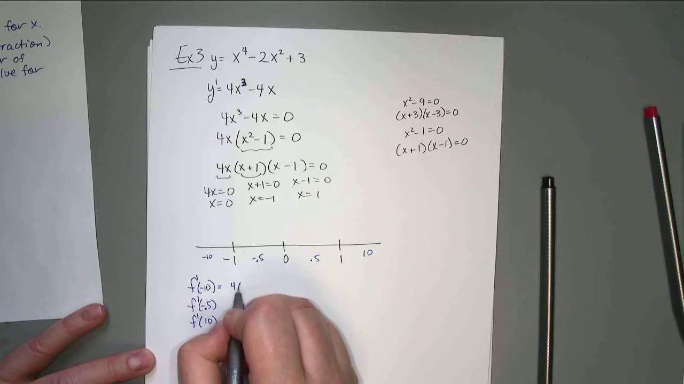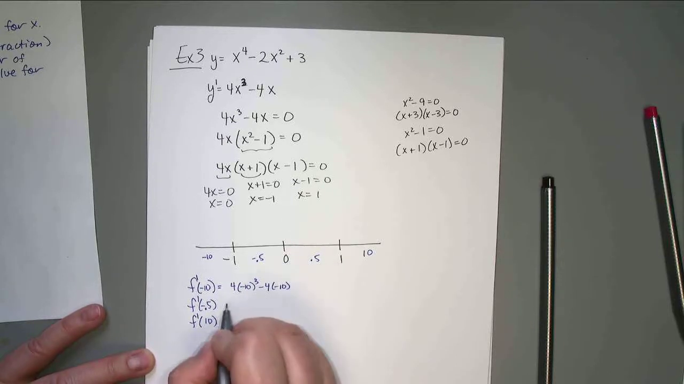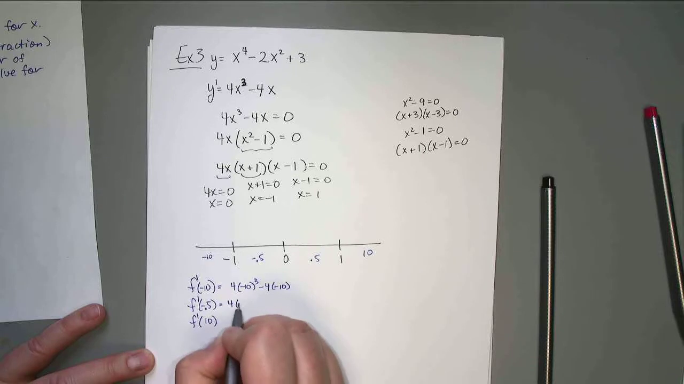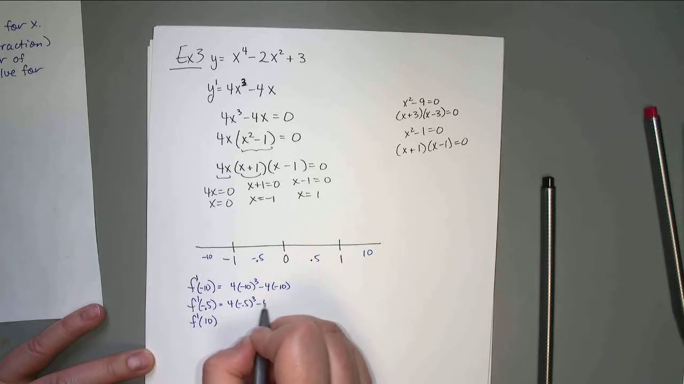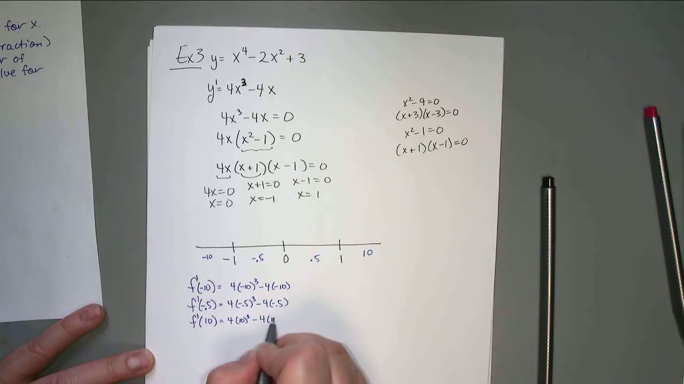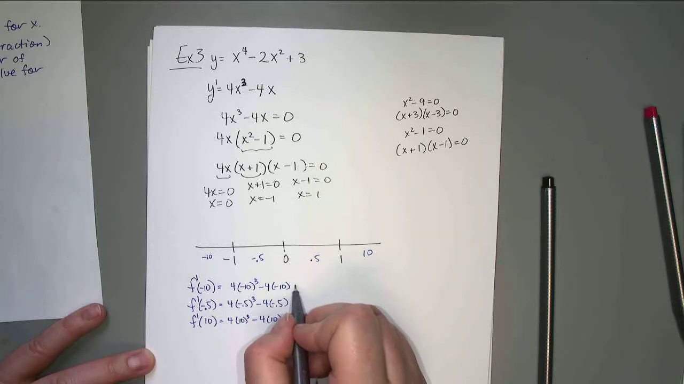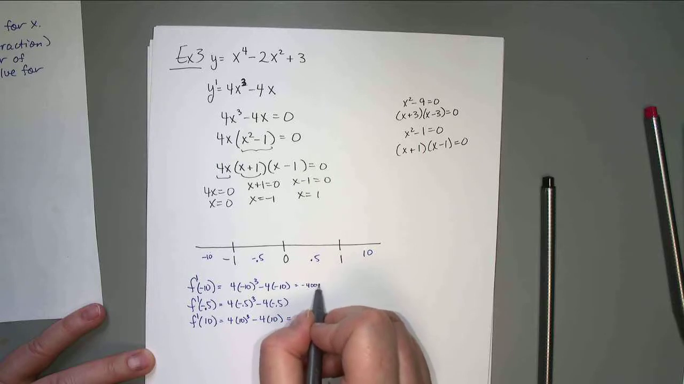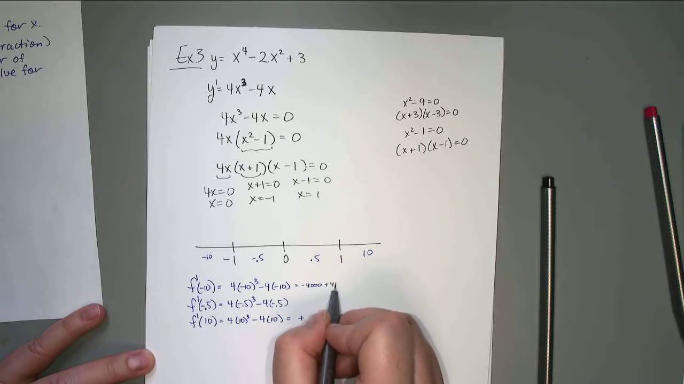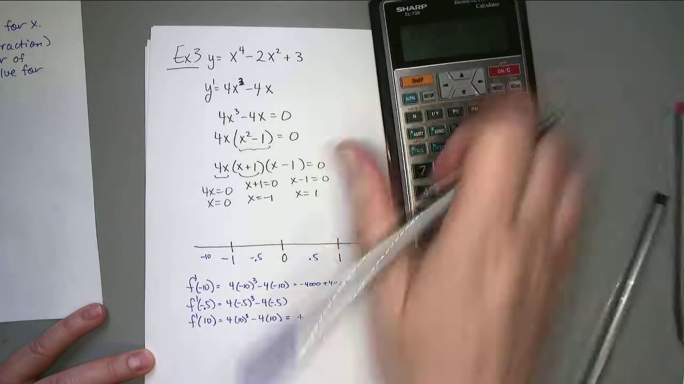4 times x cubed minus 4 times x. So I'm just going to write them all out, and then I'm going to figure them out on the calculator. I can see that this one's positive. That's going to be 4,000 minus 40. This one is going to be negative 4,000 plus 40, so that one's negative. And this one, oh, I missed one too, didn't I? I missed the 0.5.